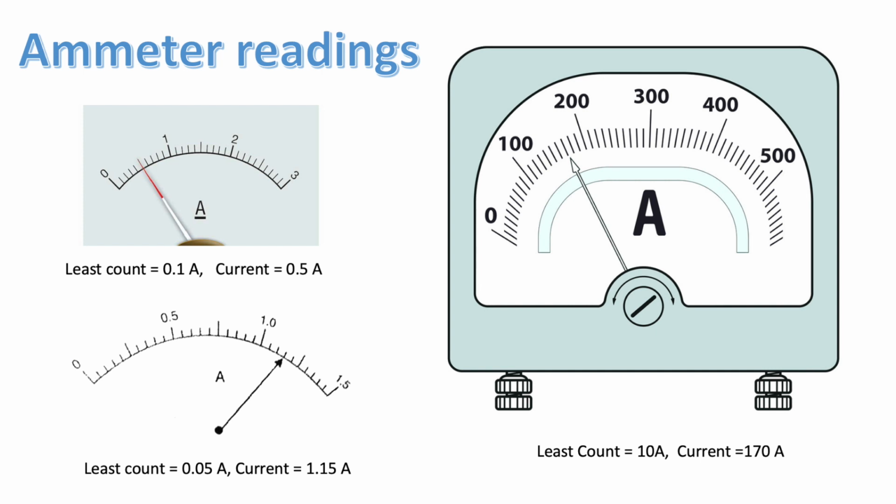In the second picture, the left down picture, the least count is 0.05 ampere and the current is 1.15 ampere. The last one is used to measure very high current. Here the least count is 10 ampere and the current is 170 ampere. Least count is the minimum value that we can measure with the help of that instrument.